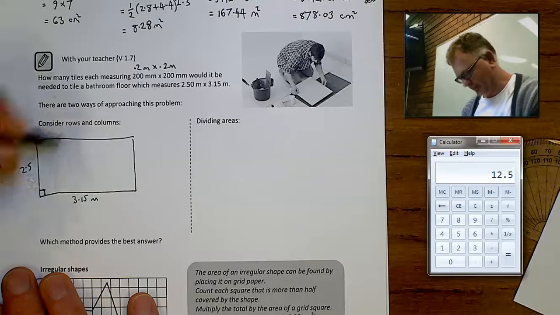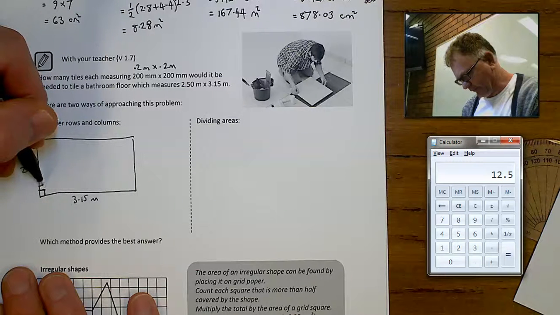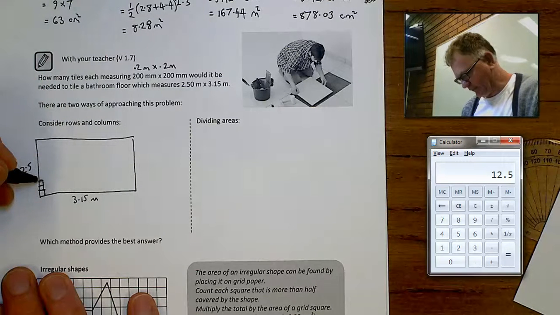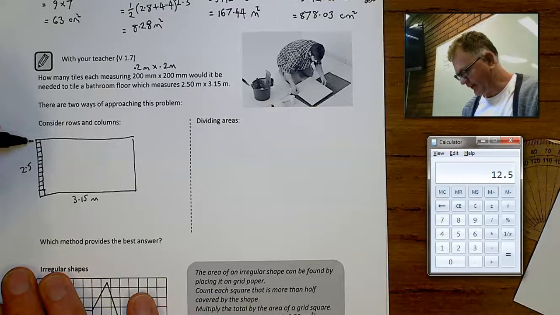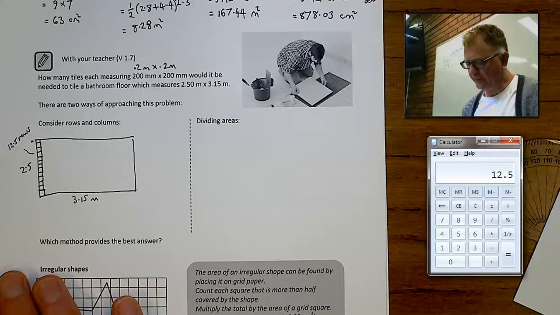Now I don't know if I'm going to be able to actually draw this. 2, 3, 4, 5, 6. Okay, I've got 12 rows of tiles there and I get a half row. So there are 12.5 rows of tiles.